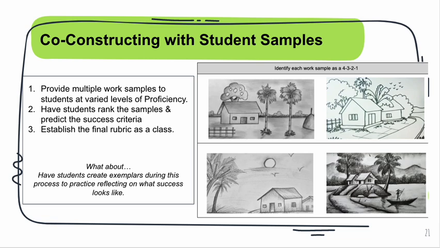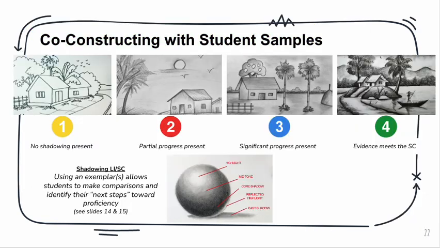This particular example is fairly simple. You probably have already made it this far, and thinking about your rankings would probably look something like this, where we've got our 1 over here where there is no shadowing present, all the way up to number 4, which is quite an incredible drawing.